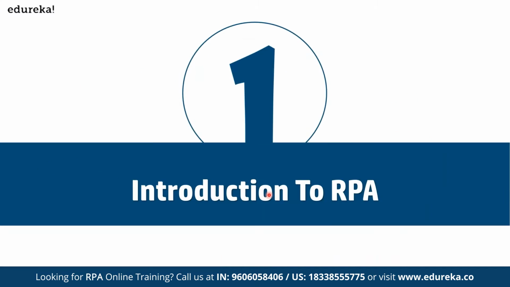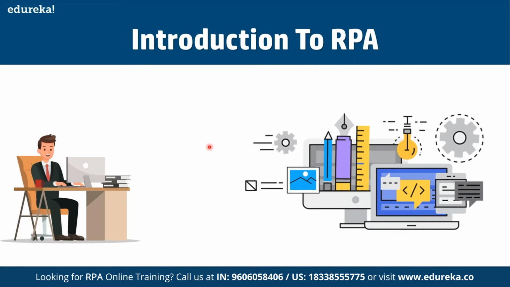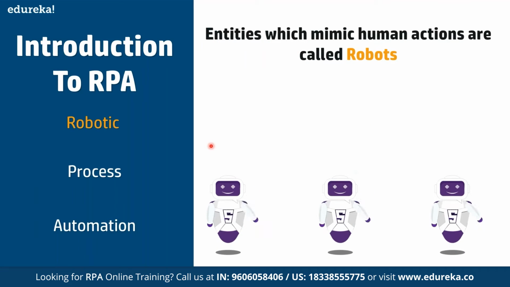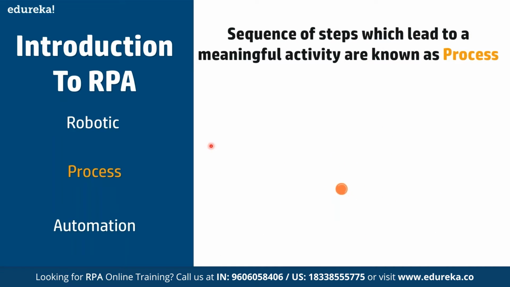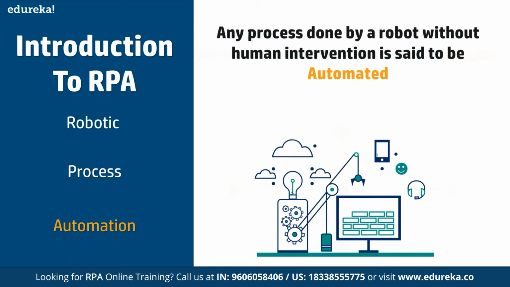All right, so let us start with the bare basic understanding of what exactly is robotic process automation. So what is RPA really? What is robotic? Robotic is any entity which is able to mimic human actions, which is what we call a robot. Then what do we understand by a process? A sequence of steps which lead to a meaningful activity is what we call a process. And automation is when any process is done by a robot without human intervention, it is said to be automated. So this is what we call robotic process automation.